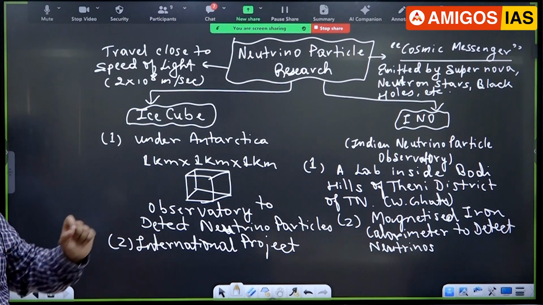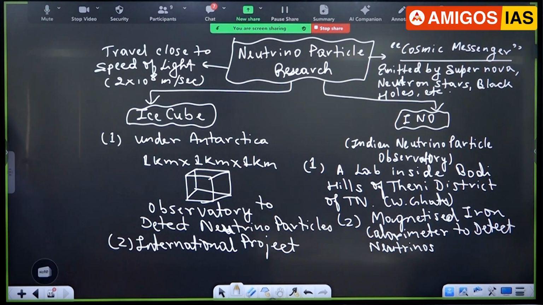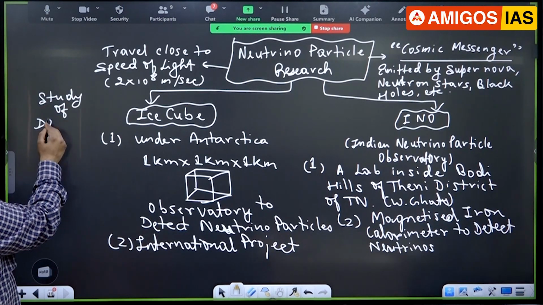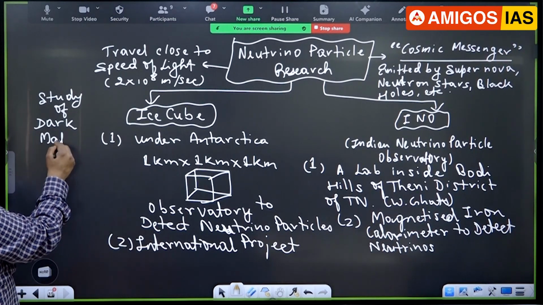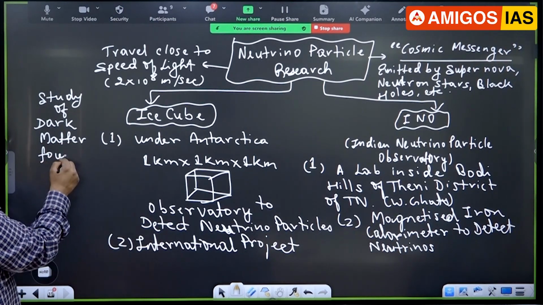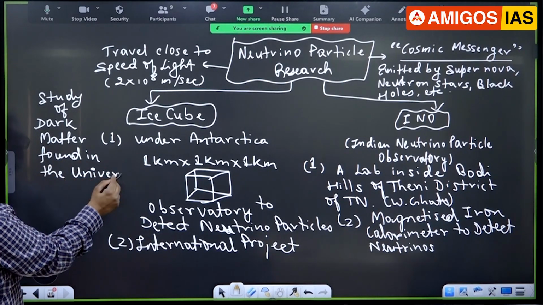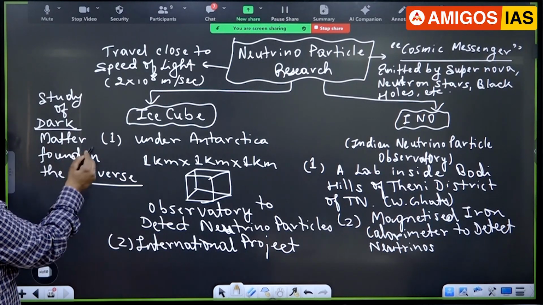But what is very important? It's very, very important for our scientific research. Where is the international project? This IceCube. Now, one thing which I will just add, which I added last time also, but for those who are new to the classroom: this project also helps in understanding dark matter. You can write the study of dark matter found in the universe. Even IceCube is looking for dark matter.